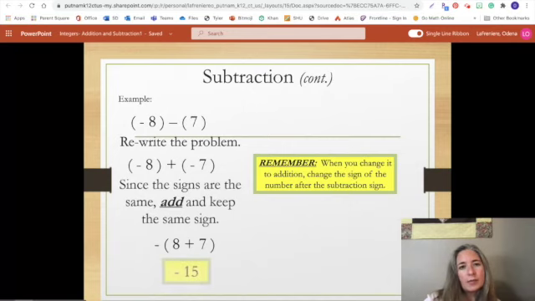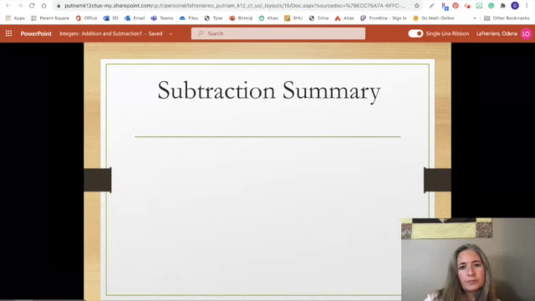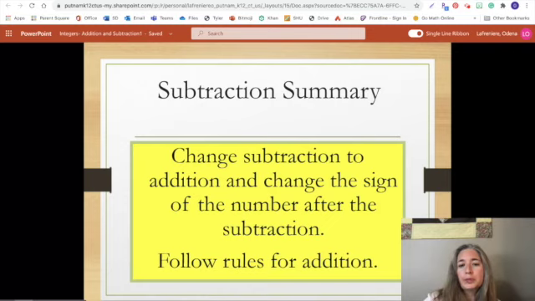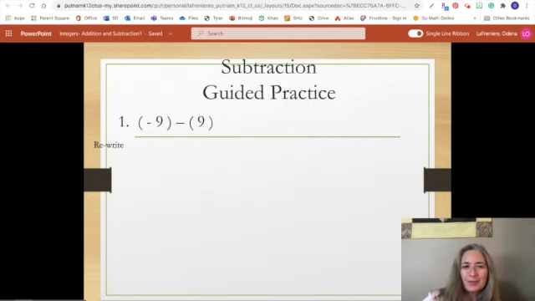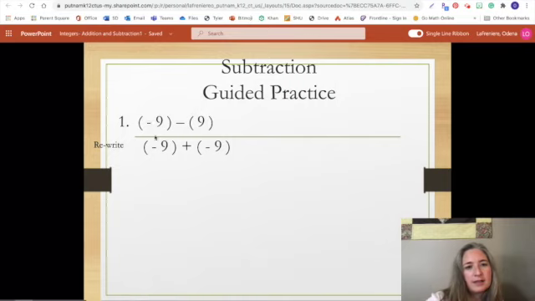So we're going to look at the rules. This might be a good rule, by the way, to write down in your notes. So you might want to pause it here. And now we're going to try a couple on together. So first I want you to rewrite it. So again, this would stay the same, minus changes to plus, and then positive changes to negative, and then solve it, and you would get negative 18.